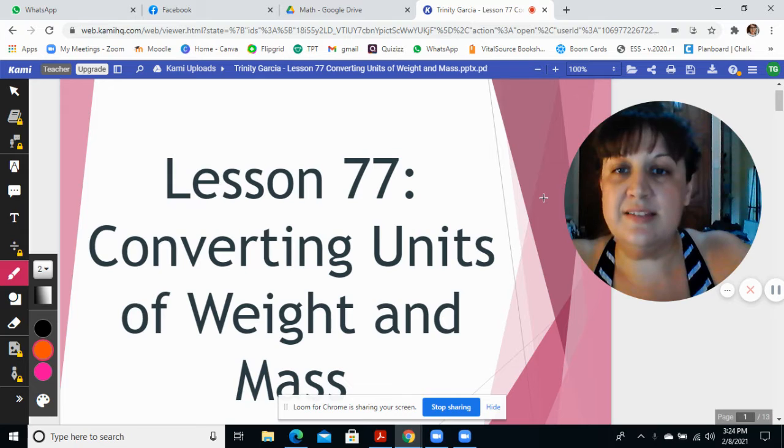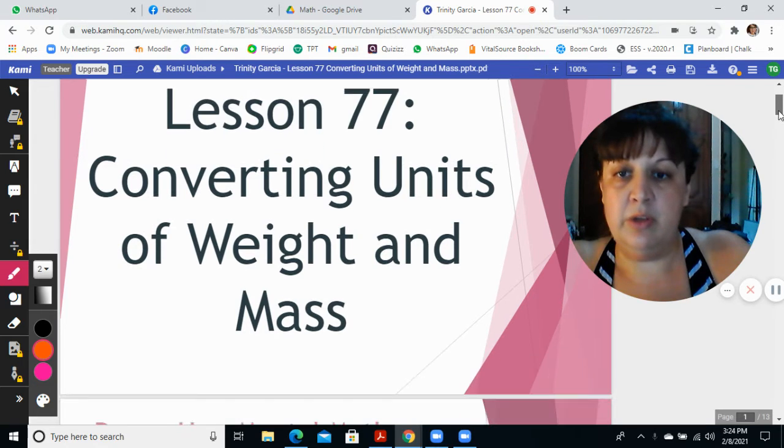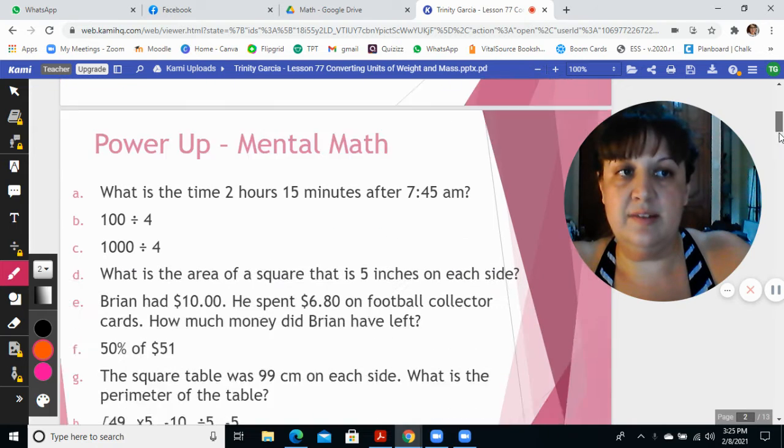Today we are on lesson 77, converting units of weight and mass. So let's go ahead and get started. Make sure you put lesson 77 notes up on the top of your paper and the date so that you remember when you're turning it in, and we will get going. Remember, you can pause this video at any time if you need more time to work on something.